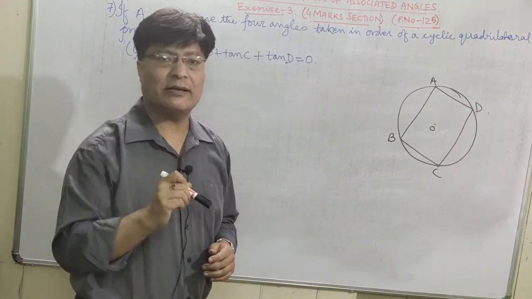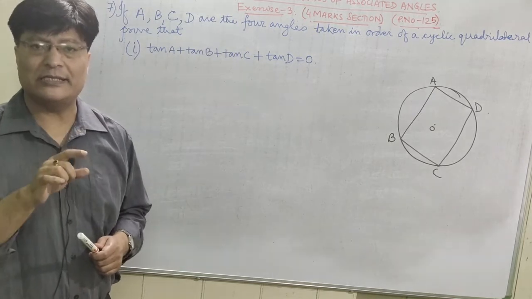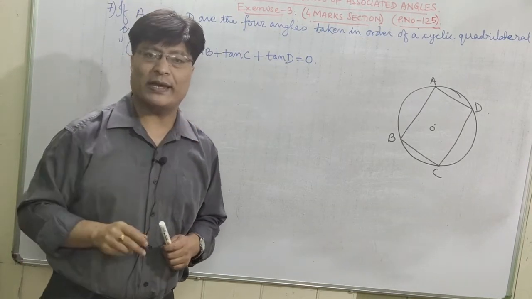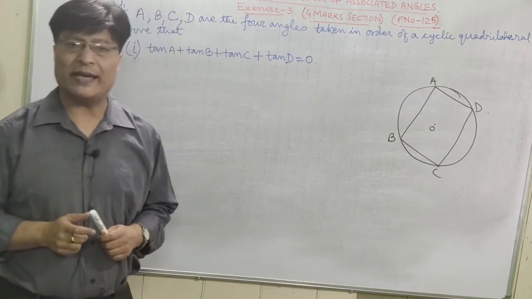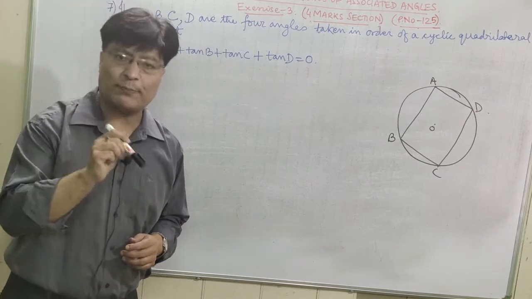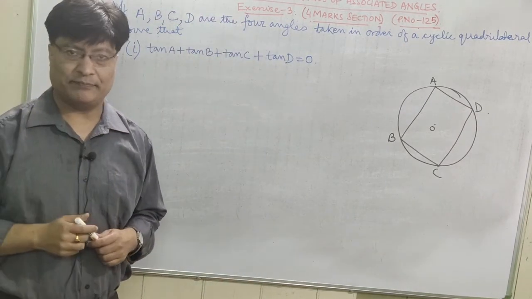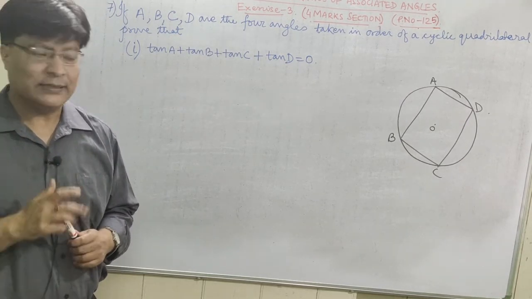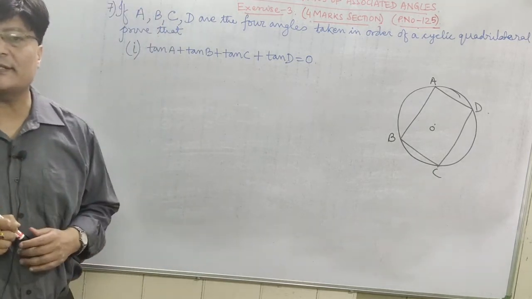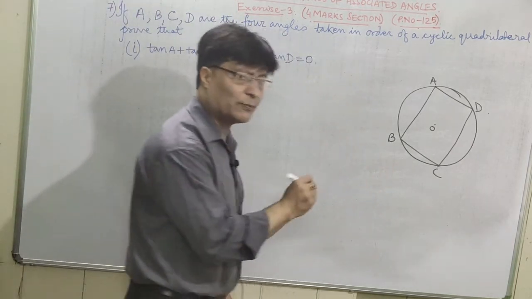So what is meant by the opposite angles of a cyclic quadrilateral being supplementary? That is, the sum of the opposite angles of a cyclic quadrilateral is equal to 180 degree. If the sum of the two angles is 180 degree, then the angles are said to be supplementary to each other. If the 2 angles are complementary to each other, then the sum of the 2 angles is 90 degree. But in this case, if ABCD is a cyclic quadrilateral, then the opposite angles are supplementary.